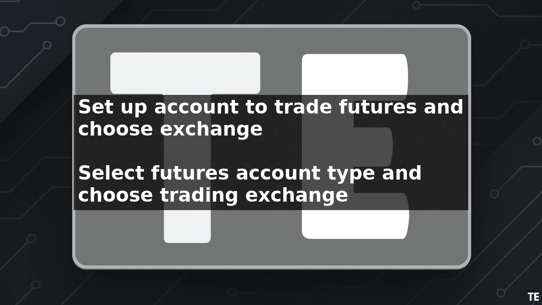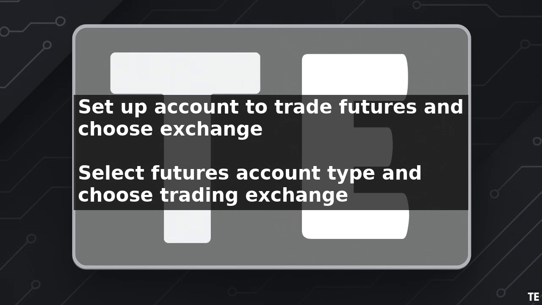After setting up your account, you will need to configure your trading platform. This involves setting up your charts and workspaces to display the information you need to trade futures. You can customize your charts to display different types of data, such as price and volume. And you can also set up multiple workspaces to monitor different markets and trading strategies.